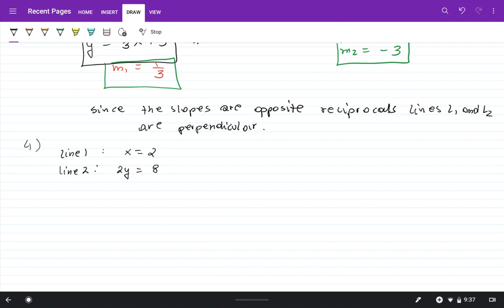So a couple of things here. The first line, x equals 2, is a vertical line, which intersects the x-axis at 2. So this is the line x equals 2. Now for the second equation, the second line, of course you want to solve for y. So divide each by 2, and you get y equals 4. Okay, y equals 4 is a horizontal line.